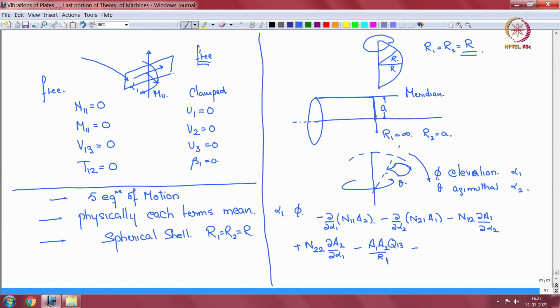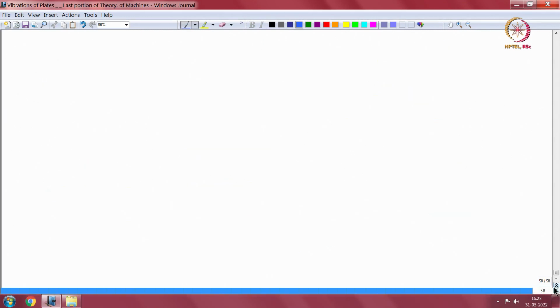Plus a1 a2 rho h u1 double dot is equal to the force q1. This is the most general alpha 1 equation. So let's look at each of these terms in the spherical coordinates. We have been given r1 equal to r2 equal to r.